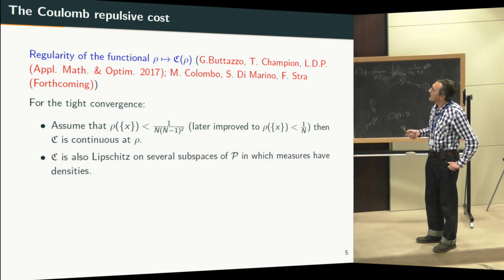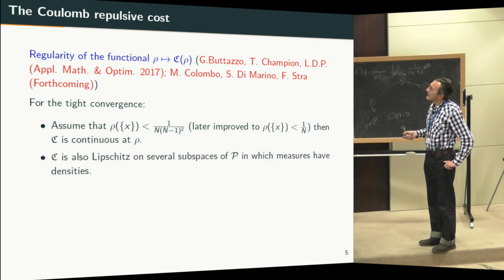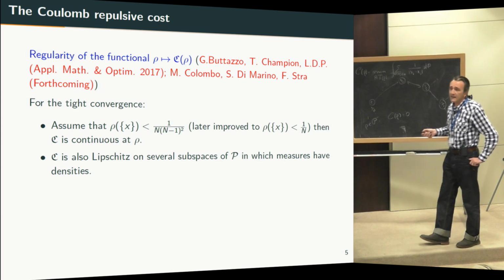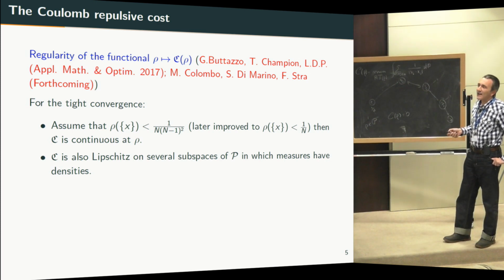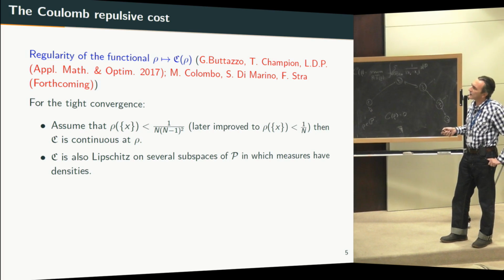And you have also something more. It's Lipschitz in several subspaces of P. When you consider subspaces of measures which have densities, for example L^p density, if you take a probability measure which has L^p density for p greater than 1, then C is also Lipschitz.